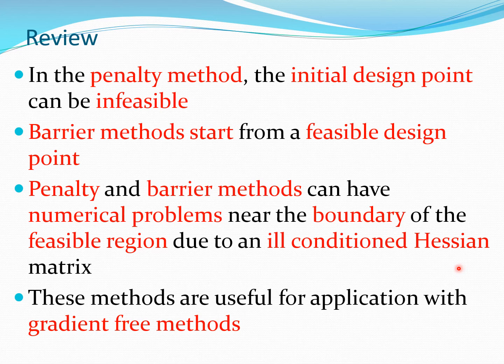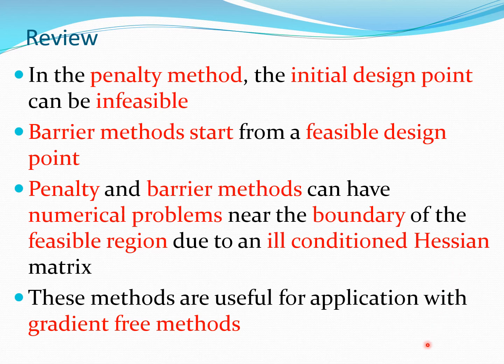And most of the time the minimum point is going to lie on the boundary of the feasible region. So this is exactly where the penalty and barrier methods do get into problems. So there is a kind of contradiction here and a kind of catch-22 situation.